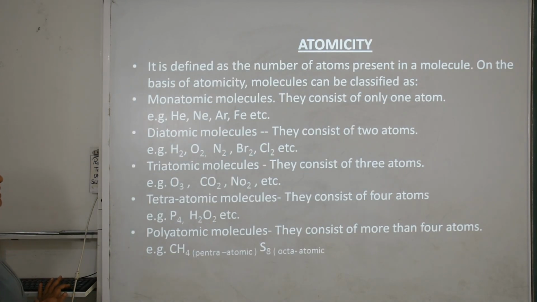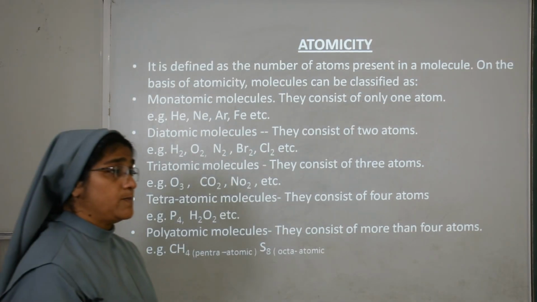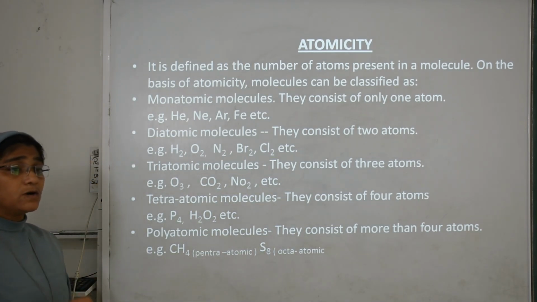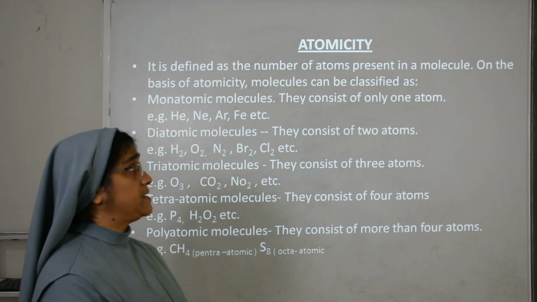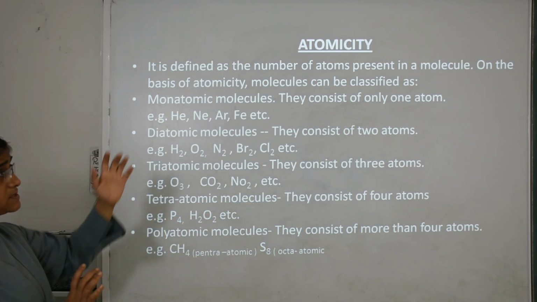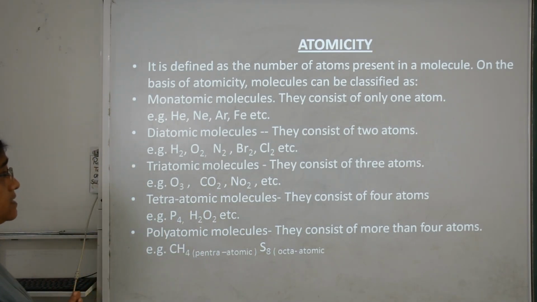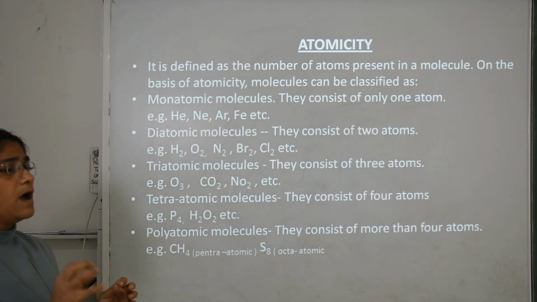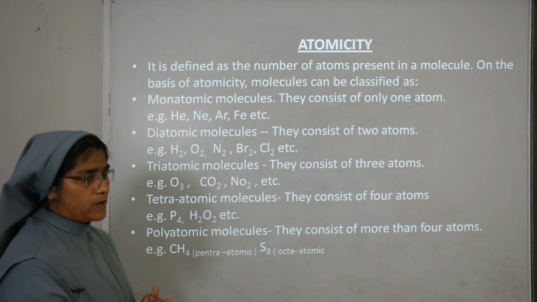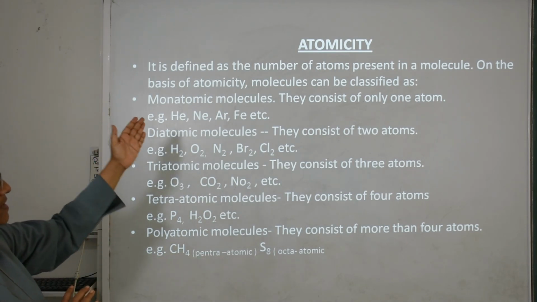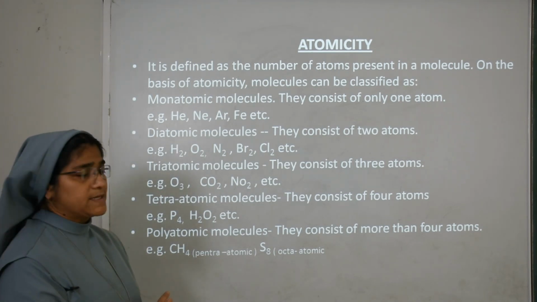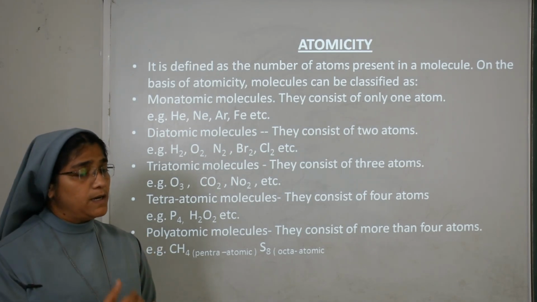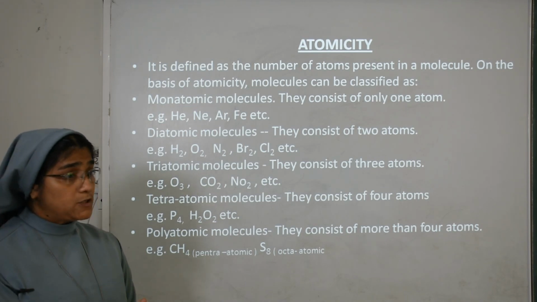Now we want to study atomicity. Why are we studying atomicity? We have to know the number of atoms present in the molecule. That is called atomicity. Atomicity means the number of atoms present in a molecule. On the basis of atomicity, molecules can be classified as monatomic, diatomic, triatomic, and polyatomic molecules.